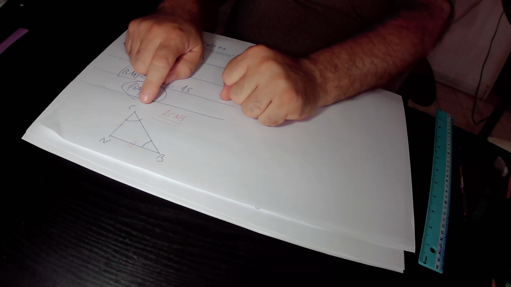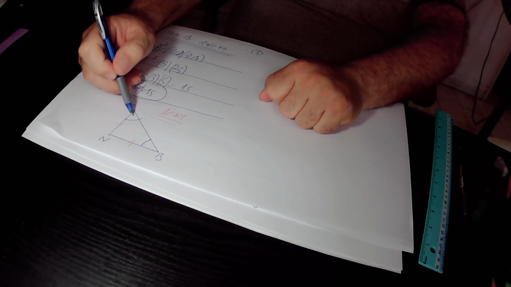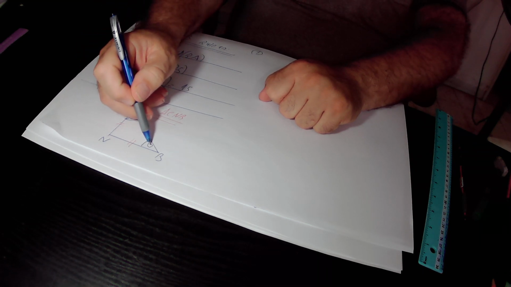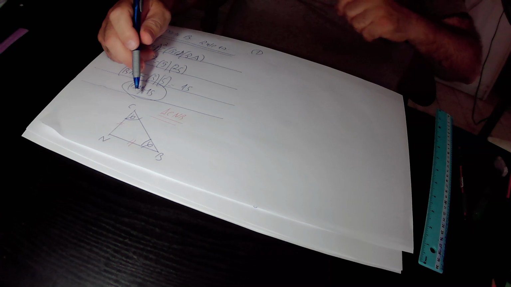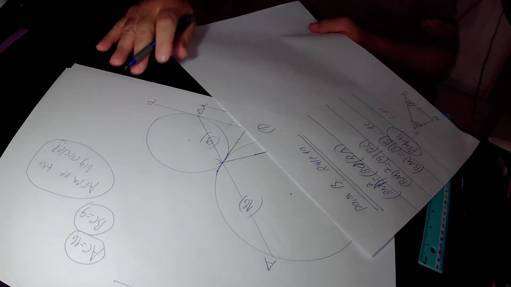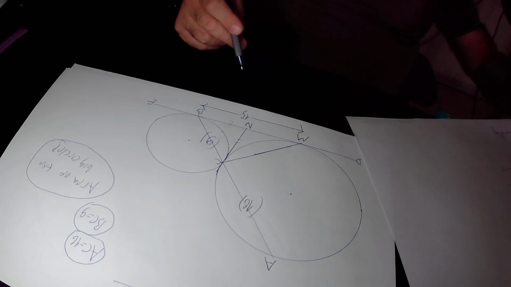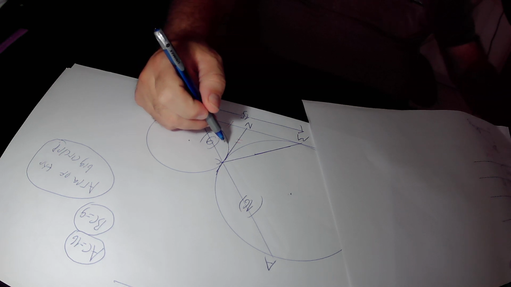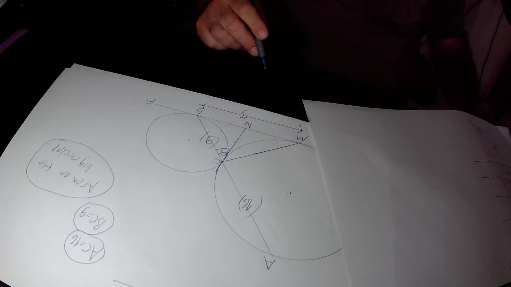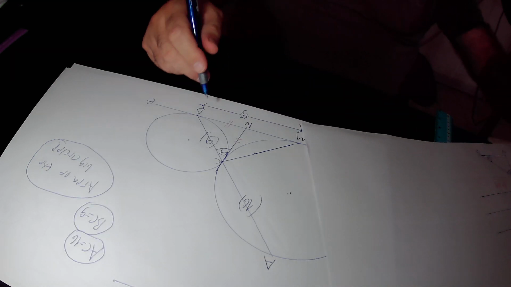So if we define the size of this angle as alpha, then the size of this angle must be also equal to alpha because they are equal to each other according to the rule that I mentioned. So in conclusion, we found out that angle NCB equals alpha. This is angle NCB that is equal to alpha. And also angle CBN is equal to alpha.